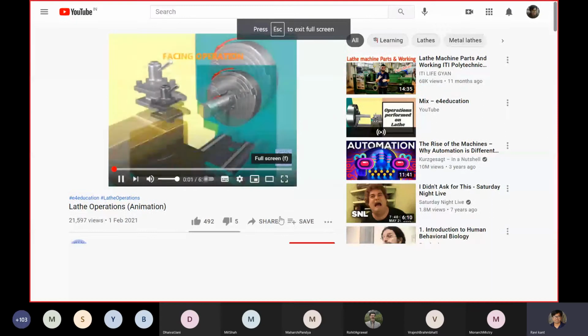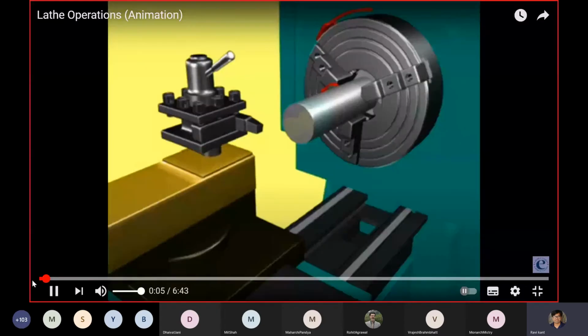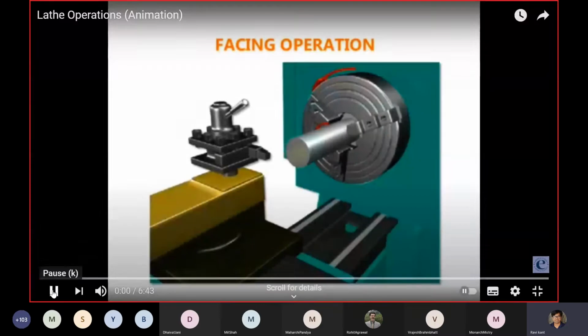Phasing operation. In this video, we will discuss the phasing operation in the lathe. In this video they'll talk about several operations and how they are going to achieve them. This will be self-explanatory, and let's watch it first.